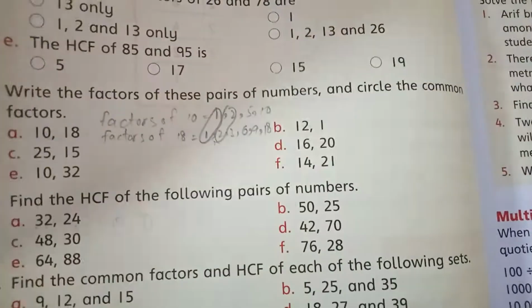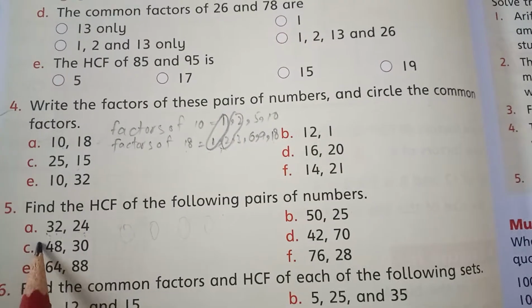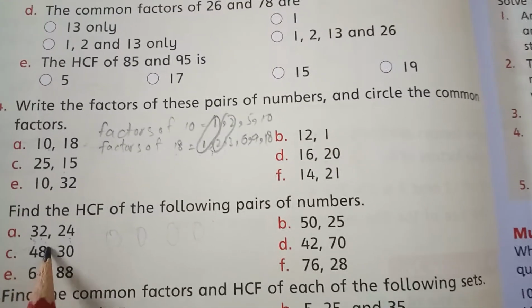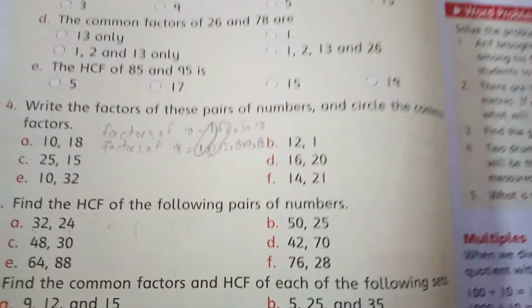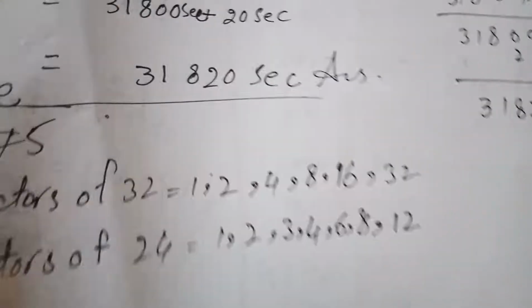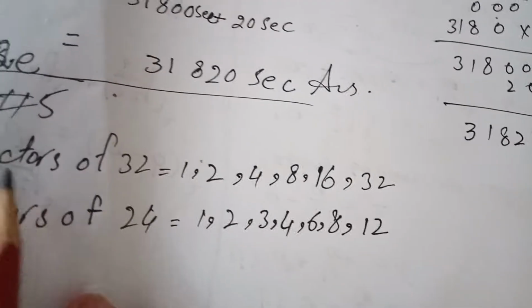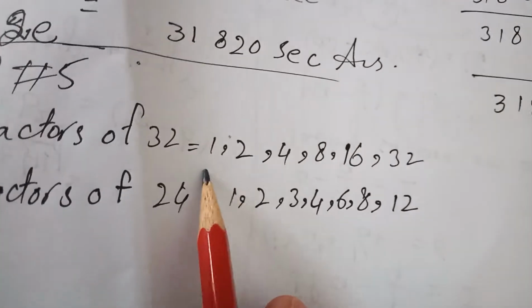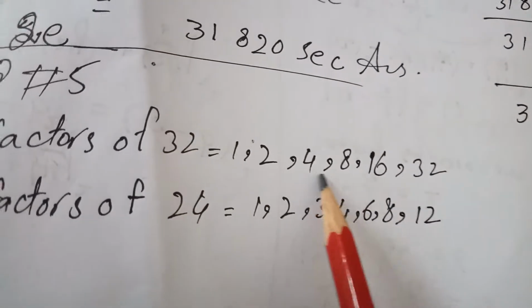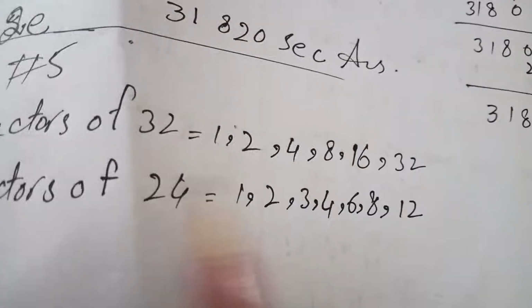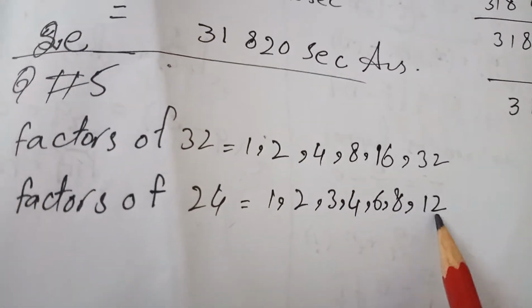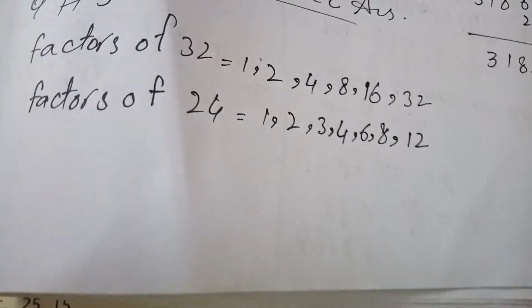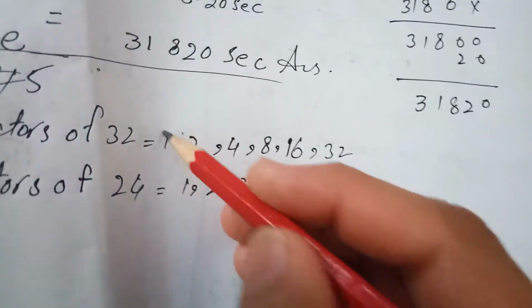For question number 5, find HCF of the following pairs of numbers. These are the pair of numbers 32 and 24. We have to find the highest common factor or HCF from the pair of numbers. First we will make the factors like this. Factors of 32, they are 1, 2, 4, 8, 16 and 32. What are the factors of 24? They are 1, 2, 3, 4, 6, 8 and 12. So what are the common factors?